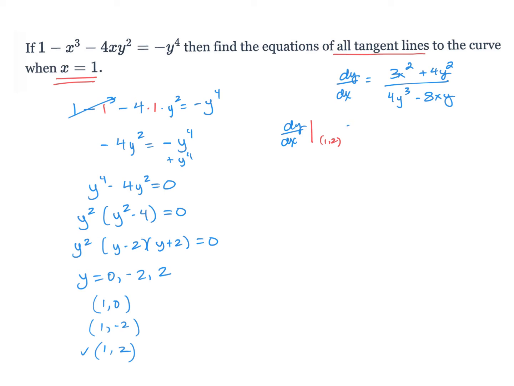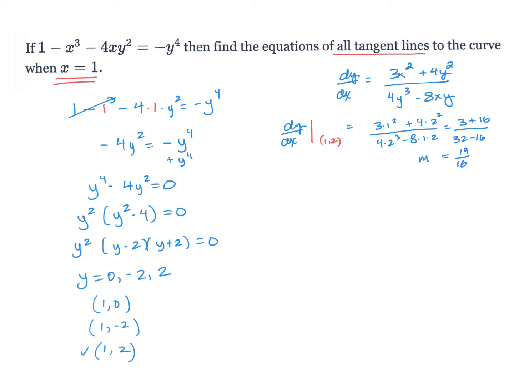Alrighty. So if we plug 1 in there, 3 times 1 squared plus 4 times 2 squared all over 4 times 2 cubed minus 8 times 1 times 2. So on the top that gives us 3 plus, and that's 4 times 4 is 16. On the bottom that gives us 32 minus 16, gives us 19 over 16 as a slope.